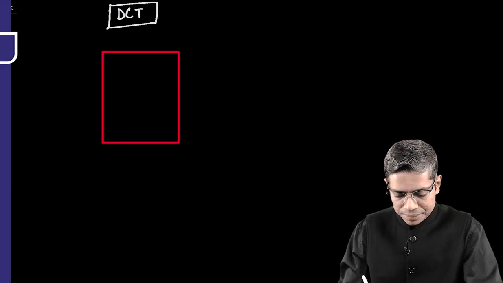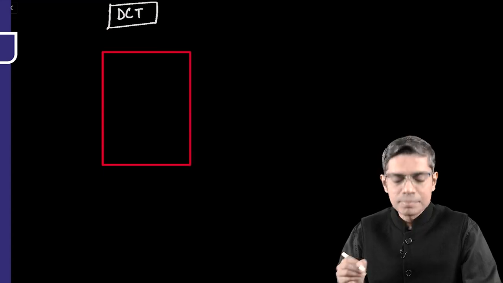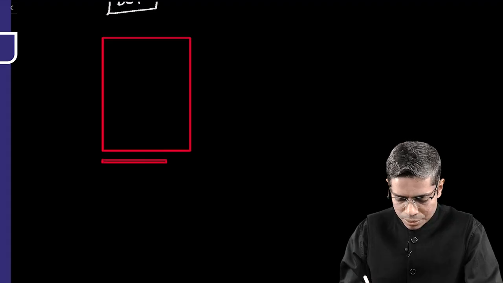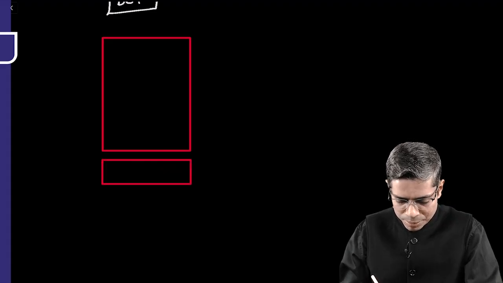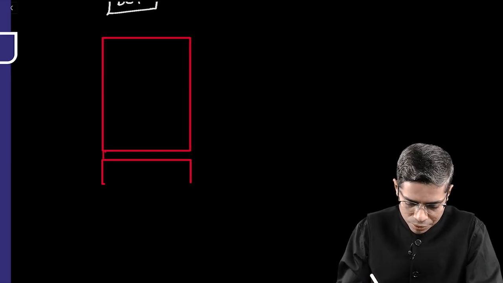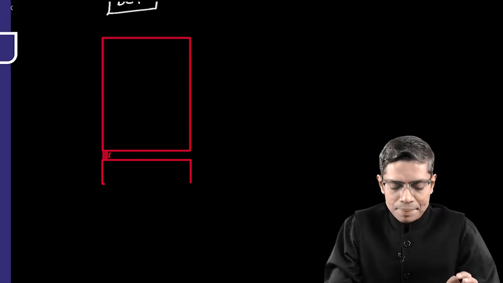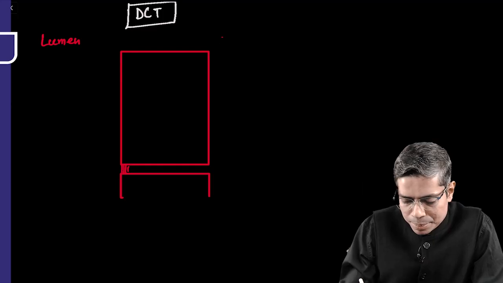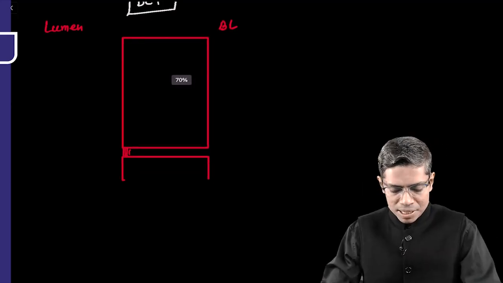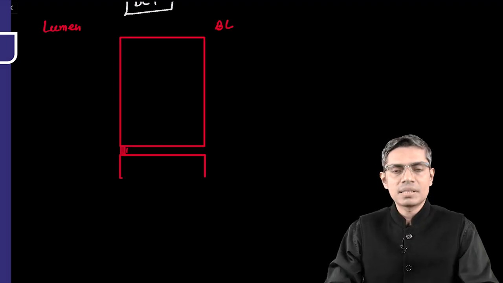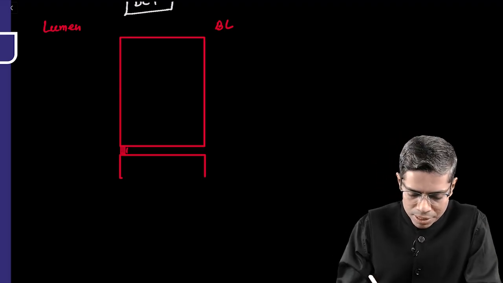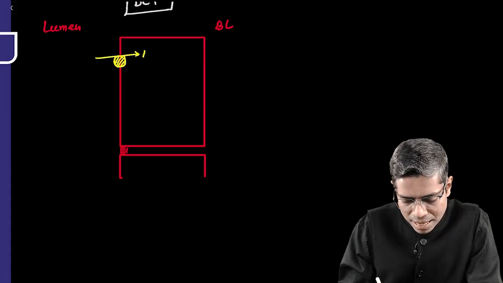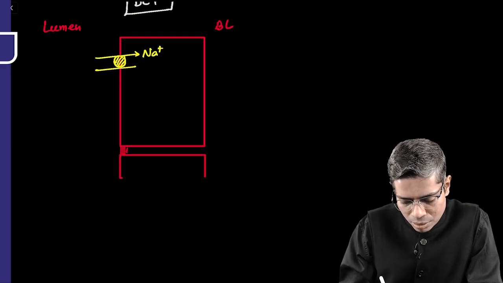This is the epithelium cell of DCT, and you can draw another epithelium cell near it, and between them there will be a tight junction. So this is the tight junction. This is the luminal side, and this is the basolateral side. From the luminal side, who is going to reabsorb sodium at the level of DCT? All of you know this transporter protein. Here the sodium reabsorption occurs along with chloride only.